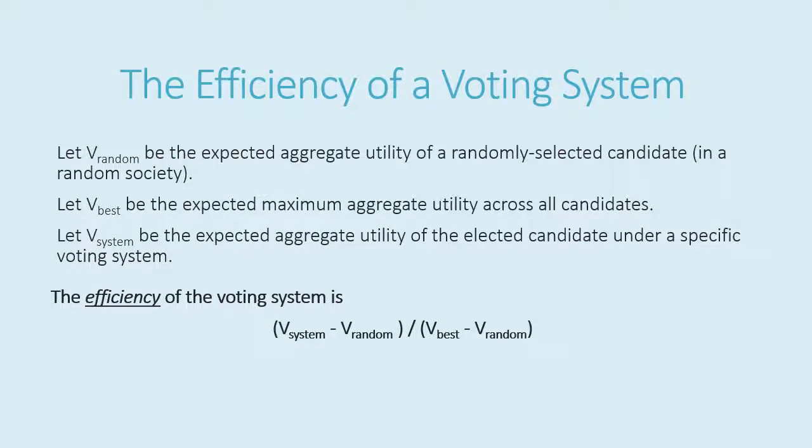I evaluated the expected result of the election on an efficiency scale, starting at the bottom with pure random selection of a candidate, and peaking at the top with the unobtainable ideal of always electing the candidate of maximal aggregate utility across all voters. How far up in that range the actual expected utility to a voter of the elected candidate under a particular voting system was what I called the efficiency of that system.